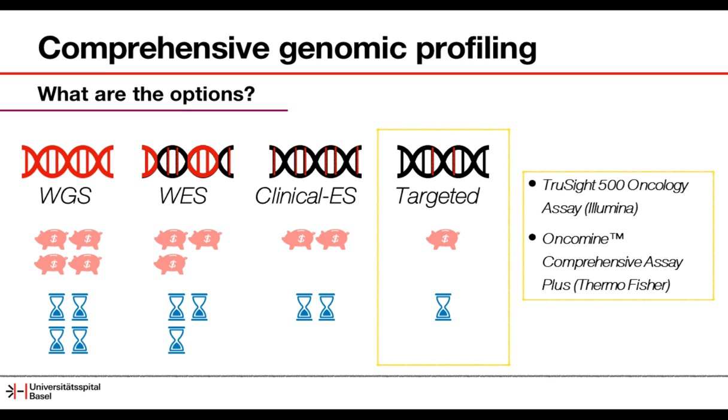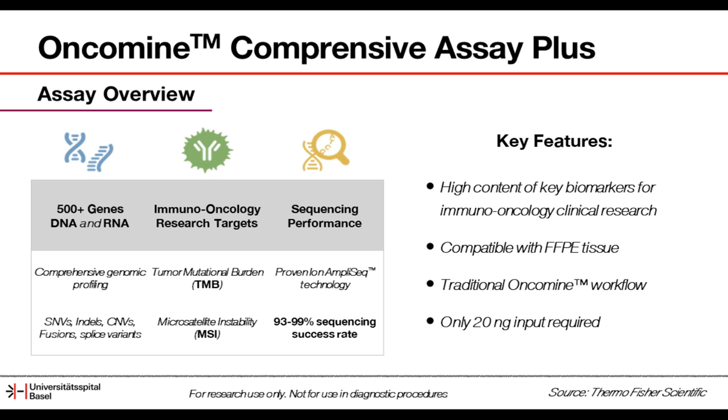And here you can see 2 examples on the right side of my slide. We have the TrueSight Oncology 500 assay from Illumina, and we have the Oncomine Comprehensive Assay Plus from Thermo Fisher Scientific. I will now share with you our results obtained using the Oncomine Comprehensive Assay Plus, and here is an overview of this assay. It includes 500 genes that can be assayed from both DNA and RNA levels.